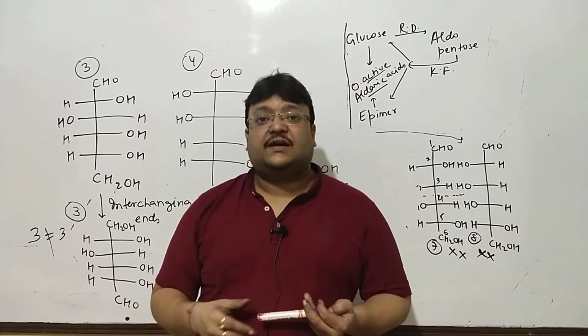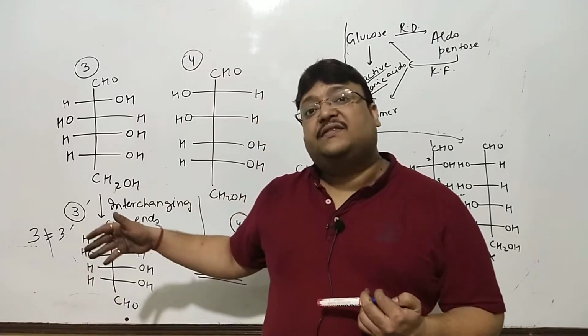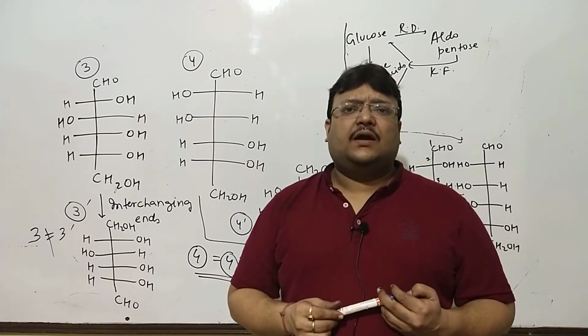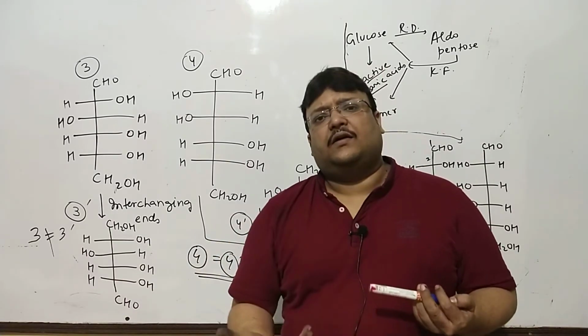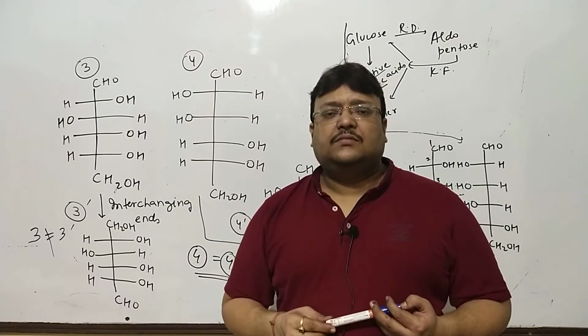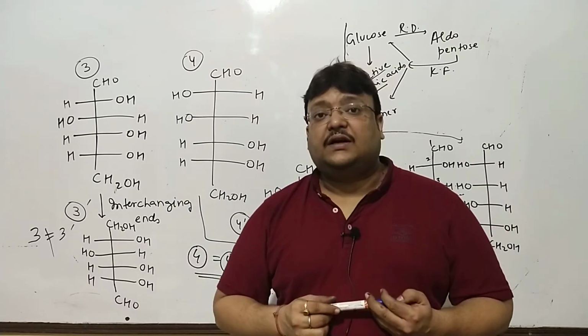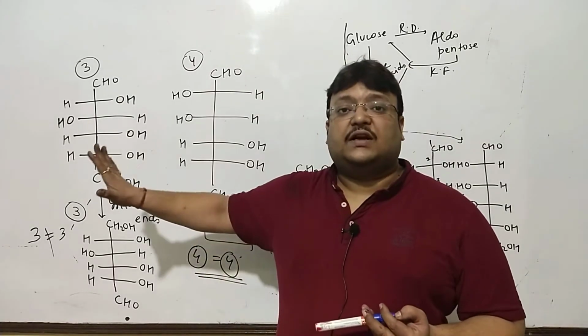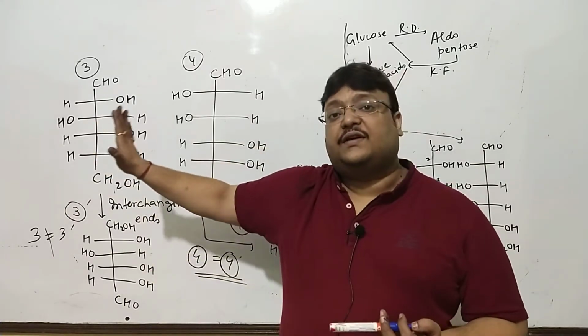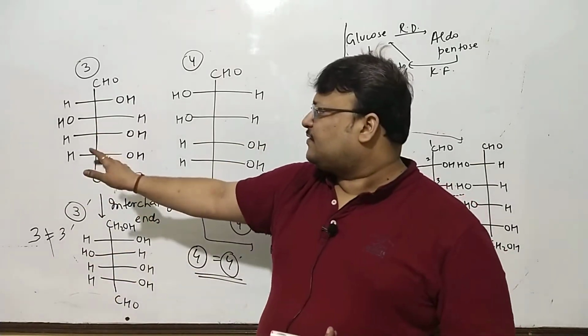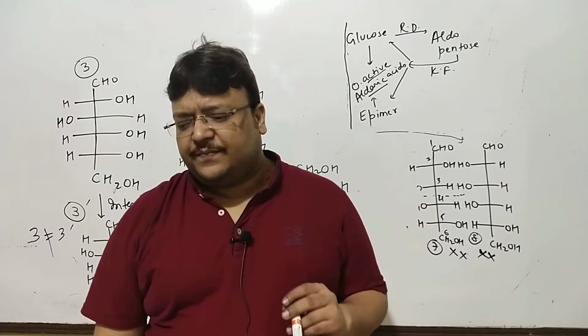He began with the possible set of 8 D sugars and fortunately, or out of so much hard work and sheer intelligence, he could conclude that this is the structure of glucose, which we know is the right structure of glucose. This is the structure of D plus glucose.